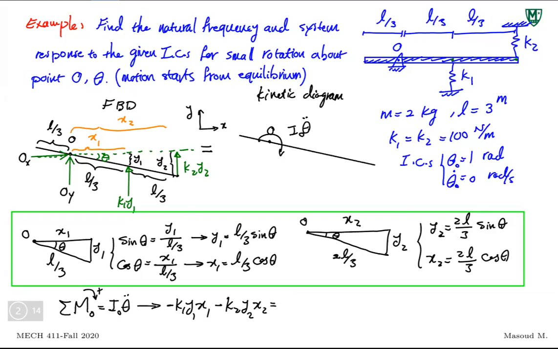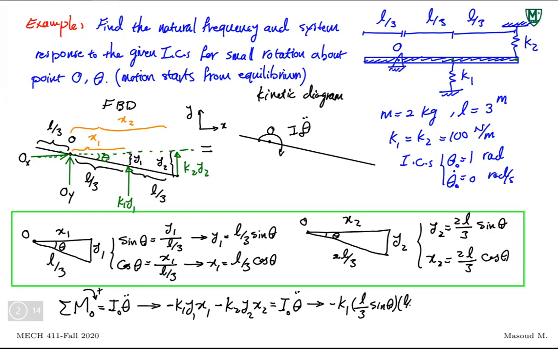Is equal to mass moment of inertia of this bar around point O, theta double dot. Let's just leave it as IO theta double dot. Then we'll deal with it later. Now let's start plugging in the values we have. Well, minus K1, Y1, I wrote it as L over 3 sine theta. So I put it here, L over 3 sine theta.